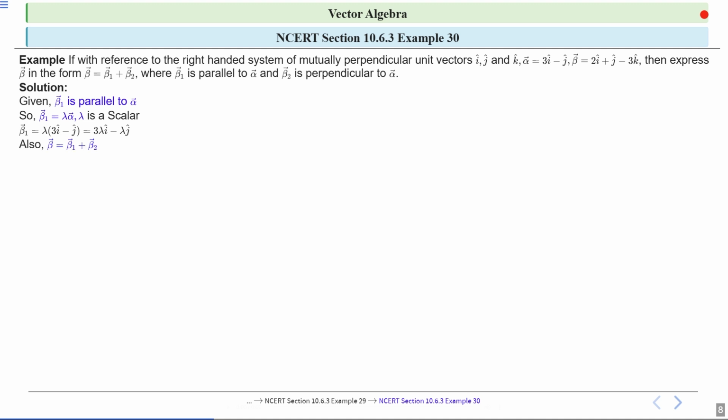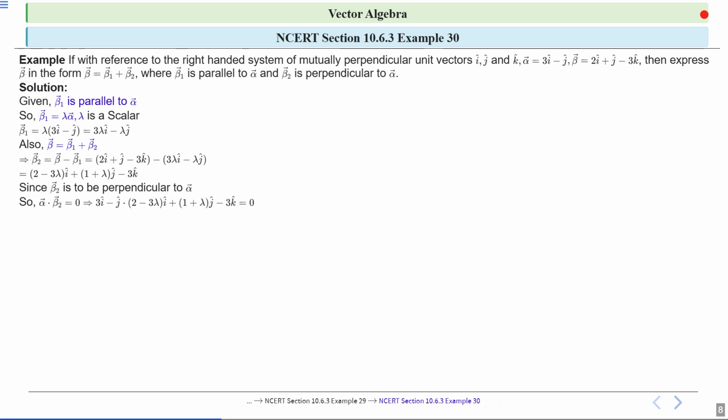Also beta vector will be equal to beta 1 vector plus beta 2 vector. So beta 2 vector will be equal to beta vector minus beta 1 vector, which is equal to 2 i cap plus j cap minus 3 k cap minus 3 lambda i cap minus lambda j cap. So we can write it as (2 minus 3 lambda) i cap plus (1 plus lambda) j cap minus 3 k cap.